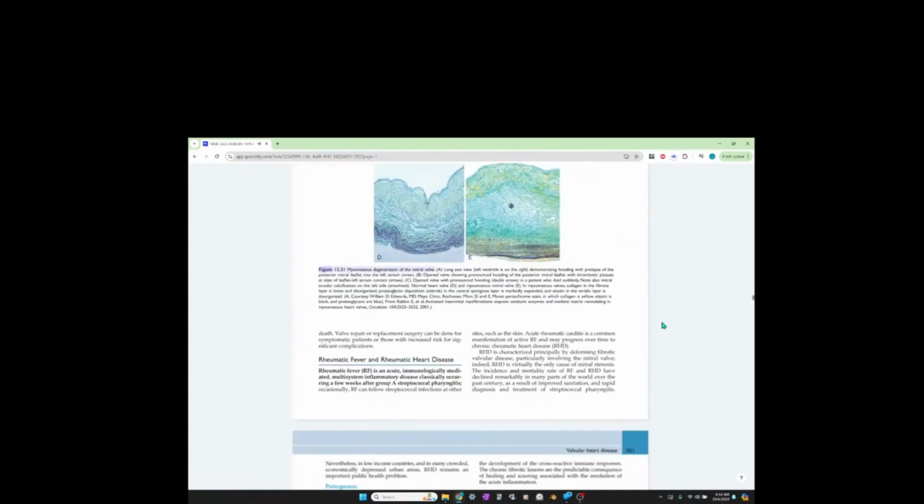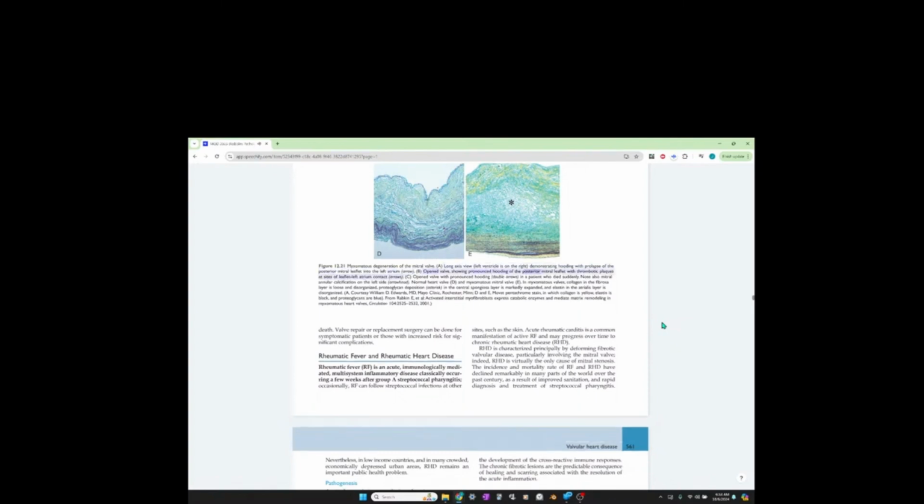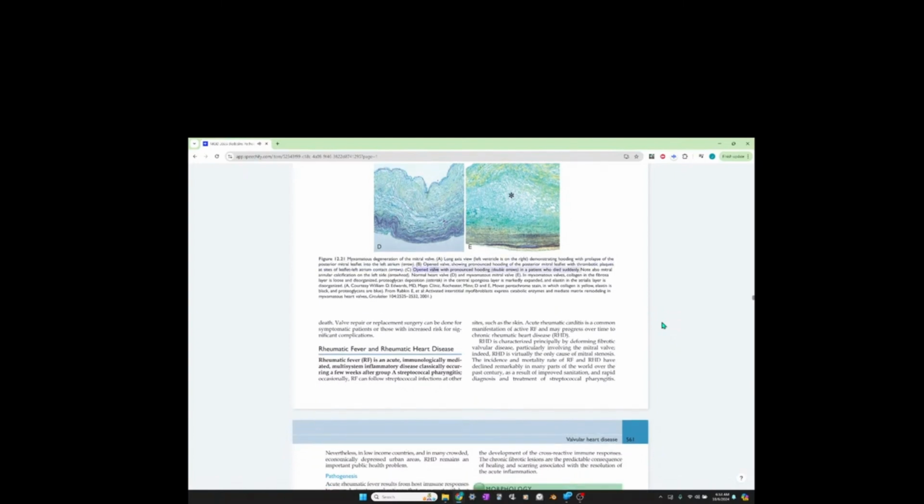Figure 12.21, myxomatous degeneration of the mitral valve. Long axis view demonstrating hooding with prolapse of the posterior mitral leaflet into the left atrium. Open valve, showing pronounced hooding of the posterior mitral leaflet with thrombotic plaques at sites of leaflet left atrium contact. Open valve with pronounced hooding in a patient who died suddenly. Note also mitral annular calcification on the left side. Normal heart valve compared with myxomatous mitral valve.